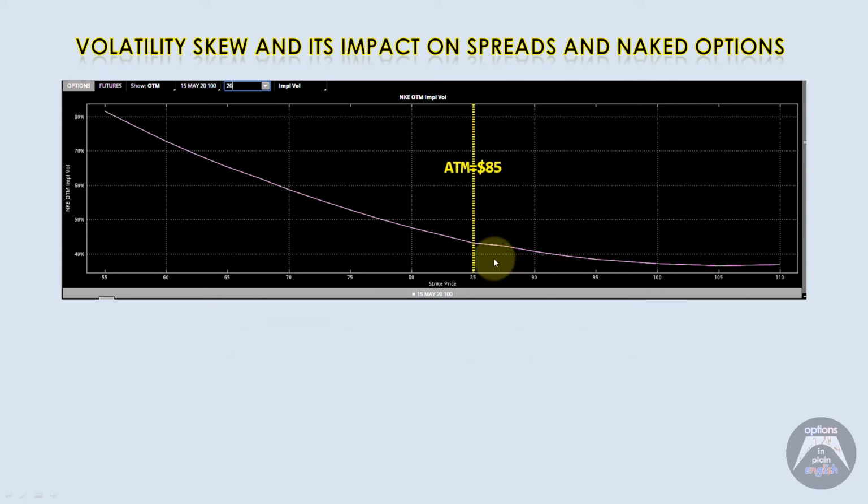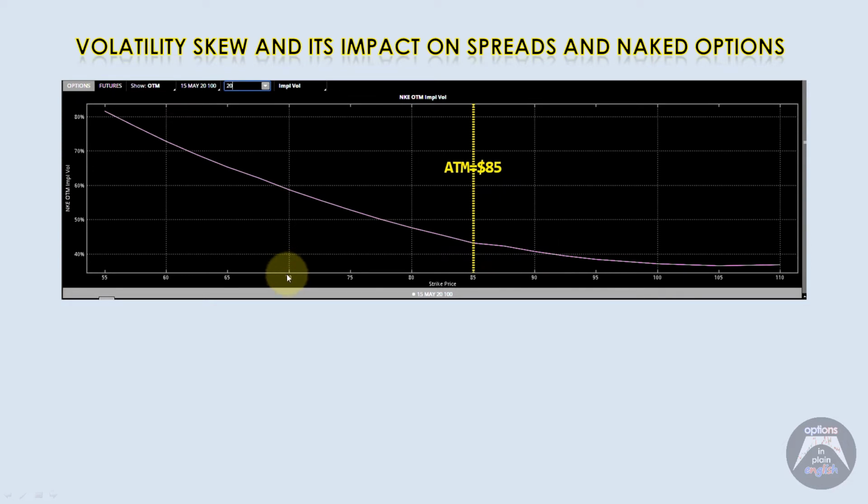Basically, the skew exists because the market is trying to anticipate that, for example, Nike is trading at $85 right now, but if Nike was trading at $75, since volatility moves inversely to the underlying price, as an equity starts falling in price, the volatility goes up. So it's trying to anticipate the future, saying that if we ever go to 70 and 70 becomes the new at the money, then we're going to be at a higher level of implied volatility. And that's actually what happens.